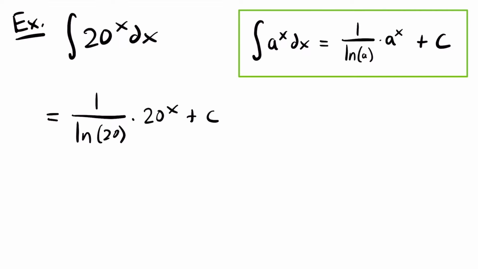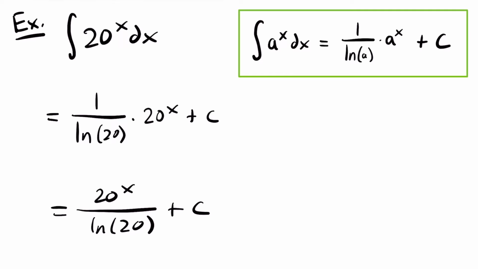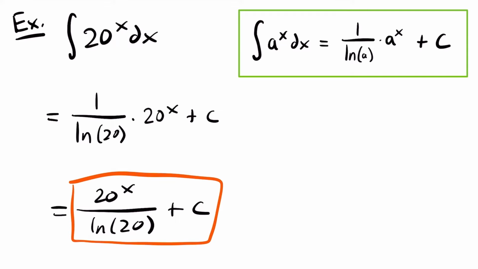And so then we can simplify and have that this is equal to 20 to the power of x divided by the natural log of 20 plus c. And that is the final answer, or the solution, to this integral.